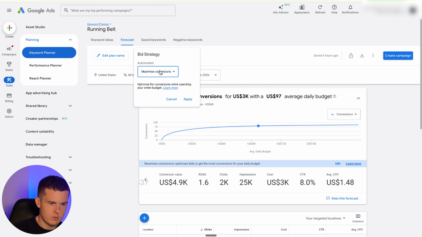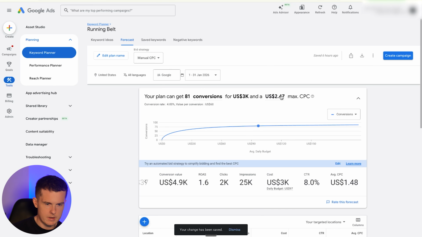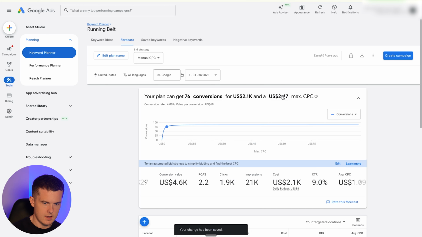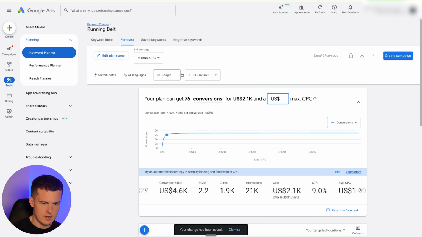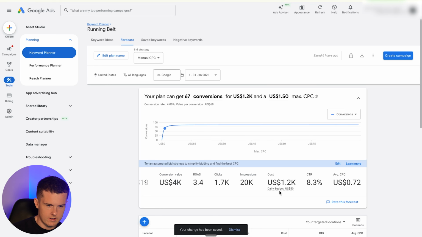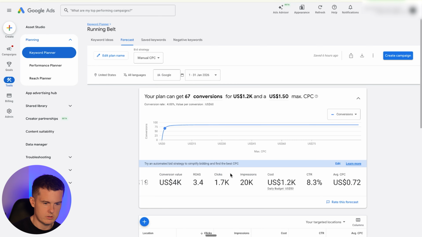Now we can mess around here with different bid types, so we can say manual CPC, and we can set the bid type ourselves to, let's say we don't want to pay any more than $1.50 for a click. Well, now Google's saying that we're going to spend $1,200 and get 4,000 back at a ROAS of 3.4.